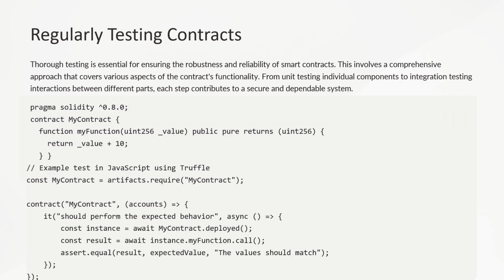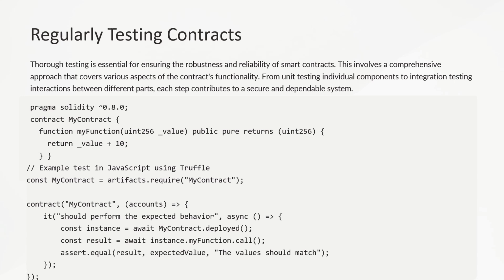Thorough testing is essential for ensuring the robustness and reliability of smart contracts. This involves a comprehensive approach that covers various aspects of the contract's functionality, from unit testing individual components to integration testing interactions between different parts. Each step contributes to a secure and dependable system. In the following snippet, the code testing is done in JavaScript using Truffle.